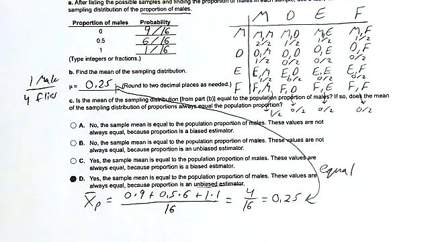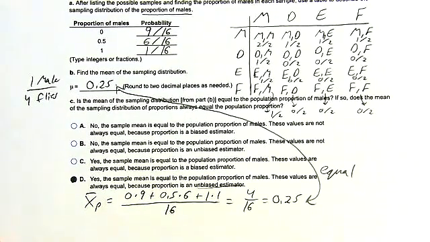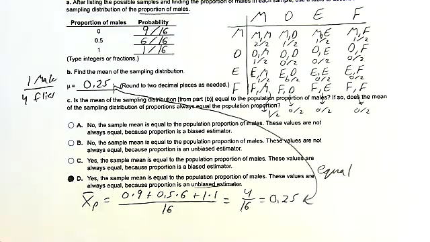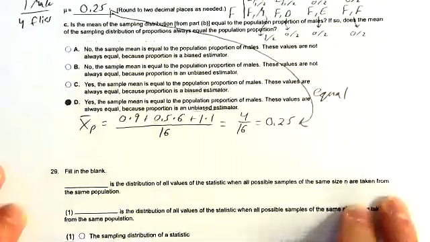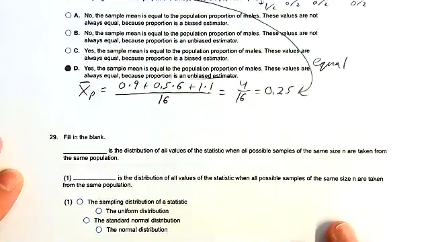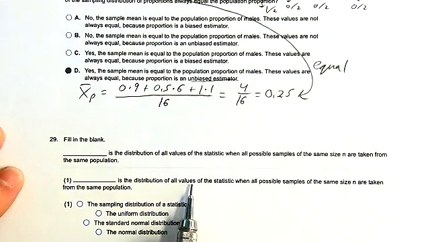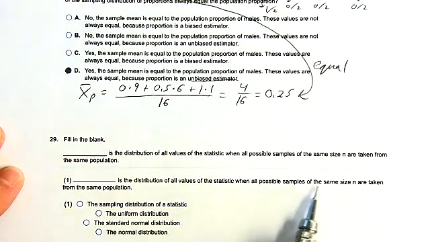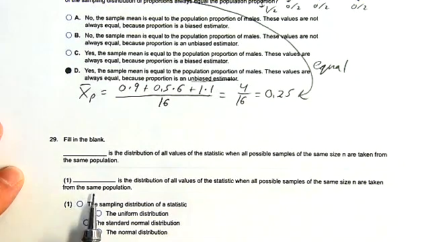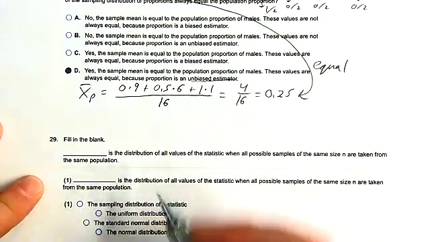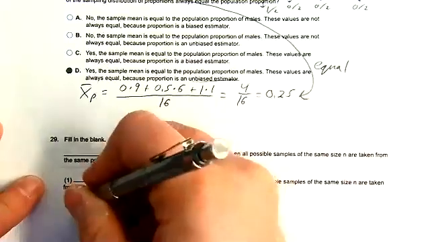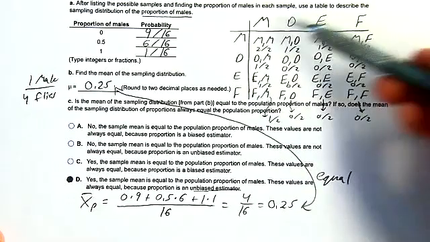Okay, so that completes the computation ones, and now we've seen this many times. So hopefully we have it locked in now. The last two should just be some vocab review. So we have 29. Blank is the distribution of all values of the statistic when all possible samples of the same size n are taken from the same population. This is called the sampling distribution of a statistic. And it's basically something like this, where you draw all possible combinations.